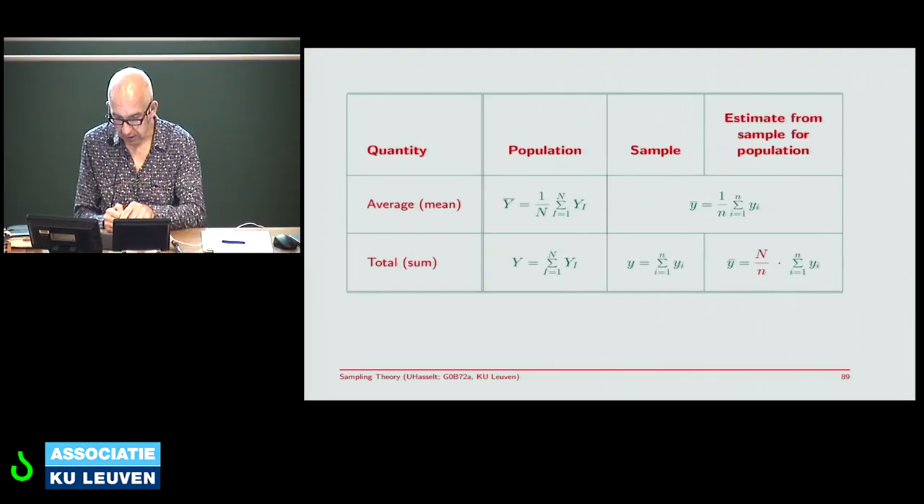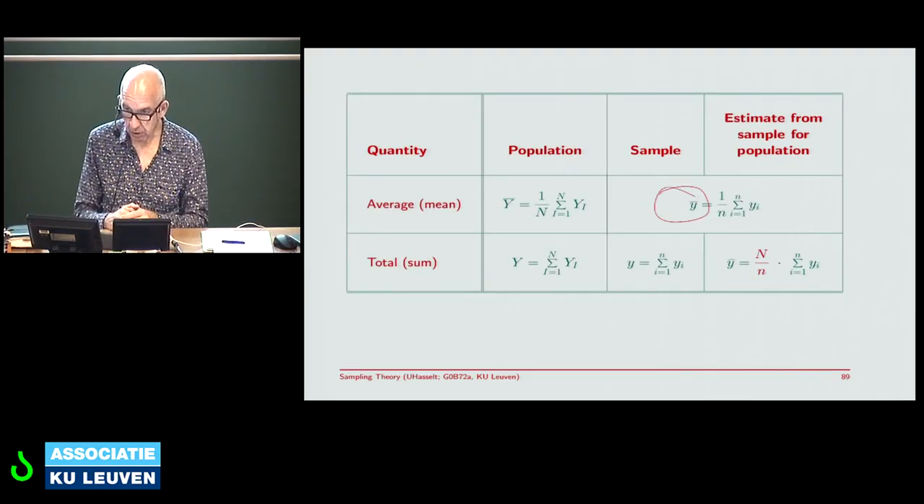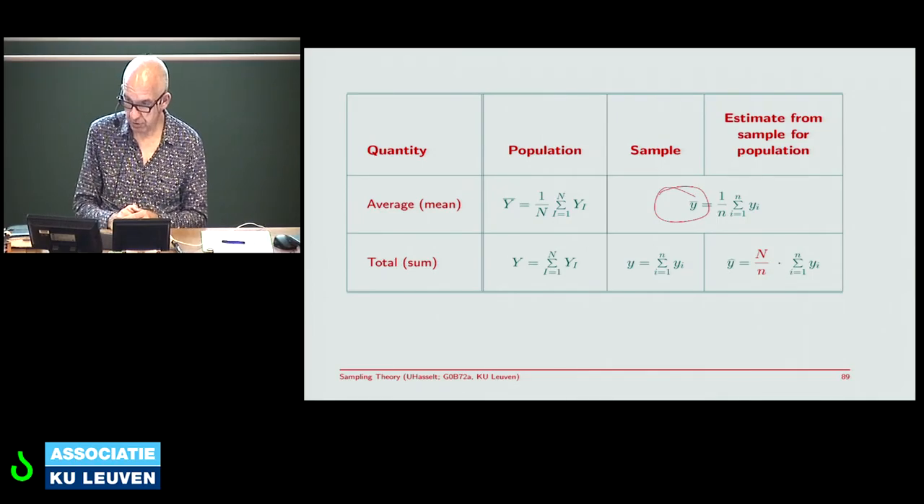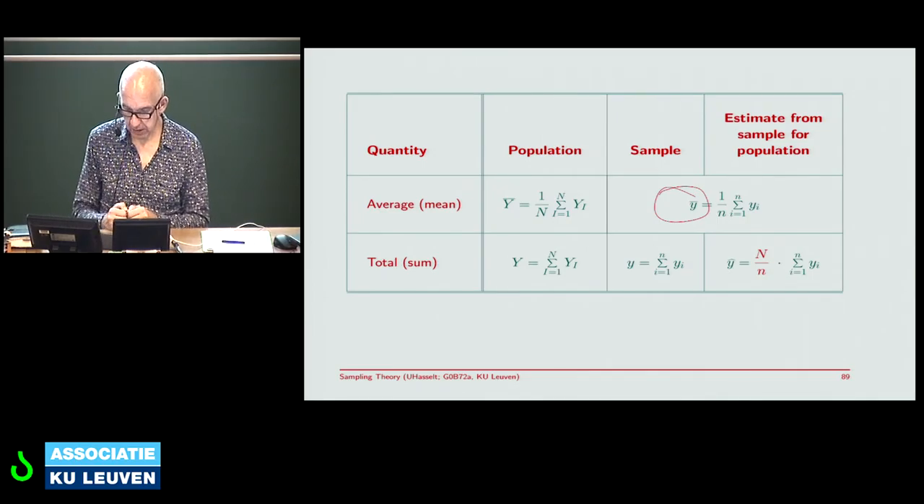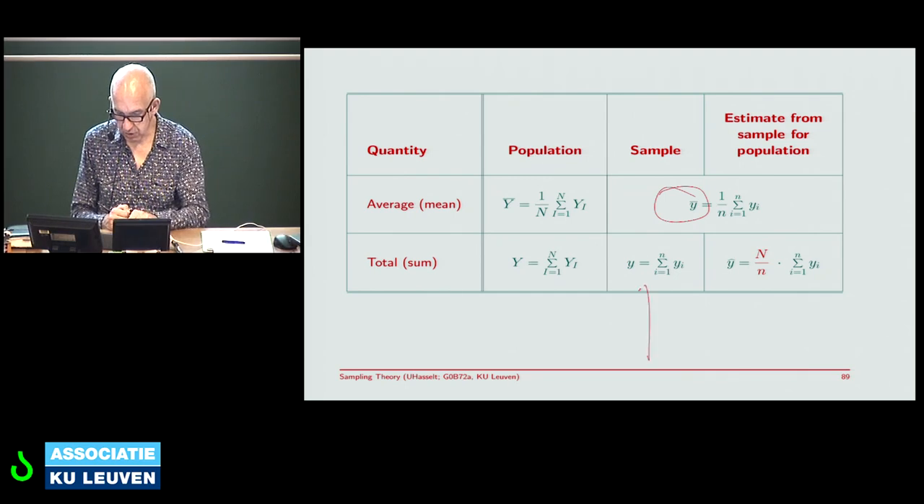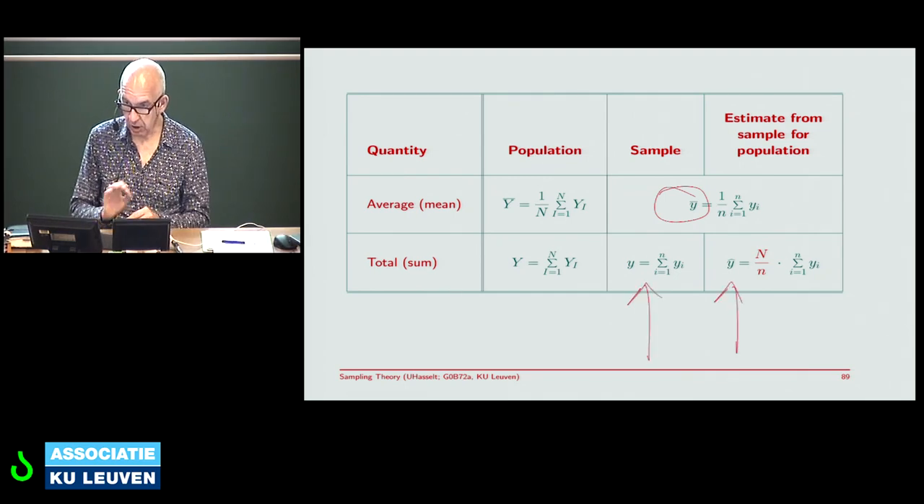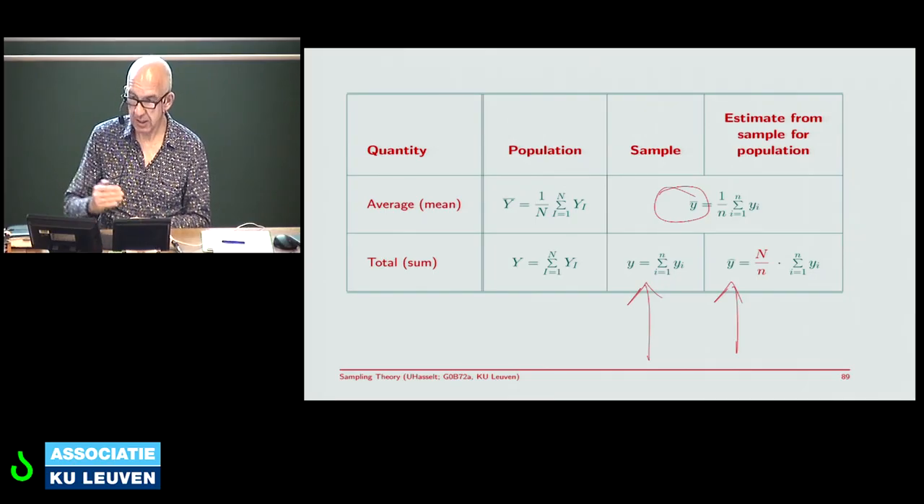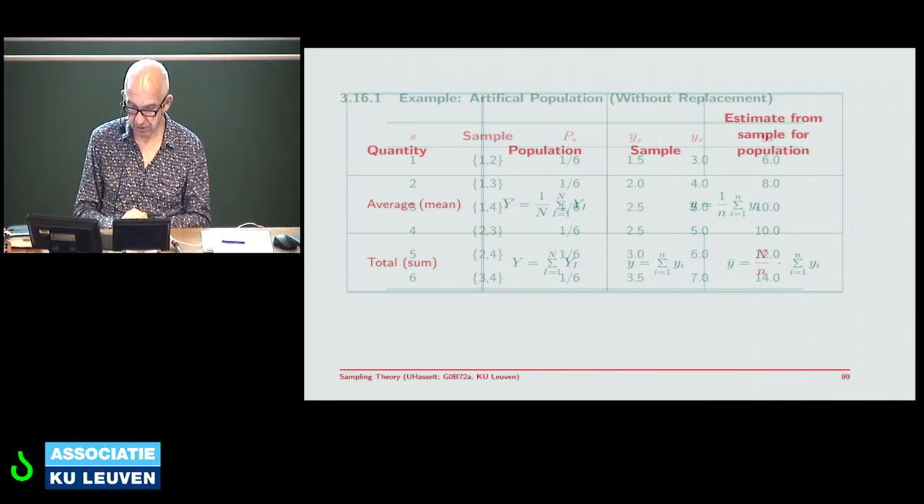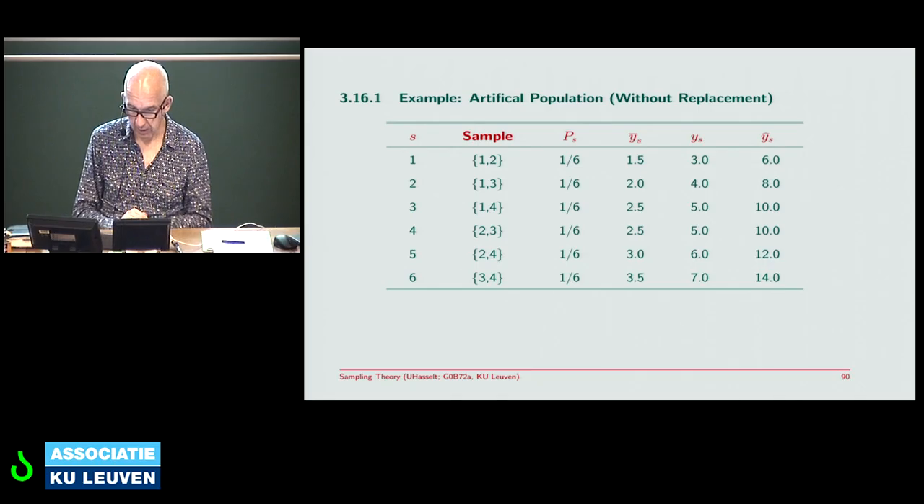Which is why we have y bar, lowercase y bar, the sample average, and that describes the sample, but also gives us an estimate for the population. For the sum, we use separate notation. Y, lowercase y as such, is the sample total. Y hat is the estimated population total through the sample. So it is the sample total, y, scaled up by the inverse sample fraction. Okay. Let's look at an example.